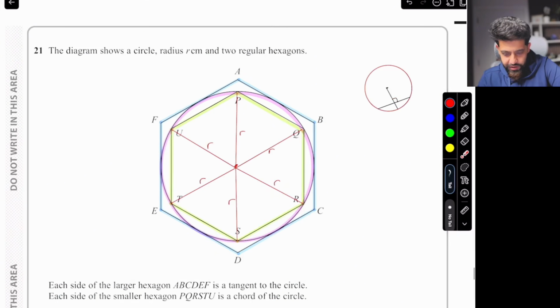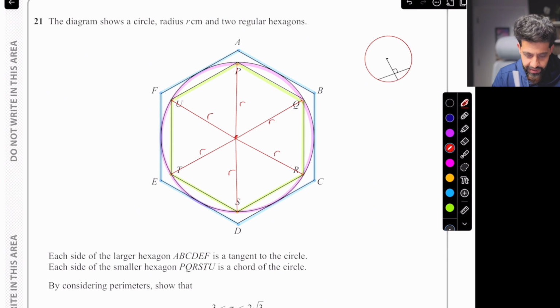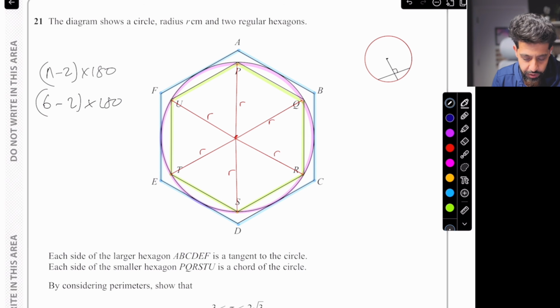But let's focus a bit more on the hexagon. If it's a regular hexagon, what do all the angles in a hexagon add up to? Let's focus on that, okay? And then we can determine what kind of triangle we have. If we use the formula (n minus 2) times 180, the hexagon has 6 sides, so 6 minus 2 times 180, which is 4 times 180, which is 720.